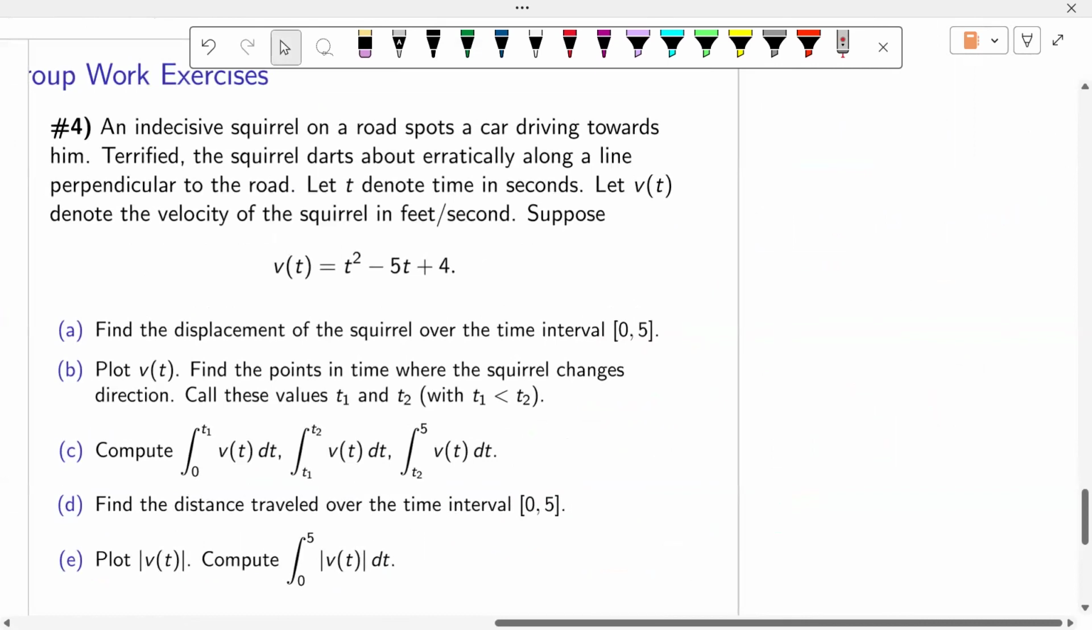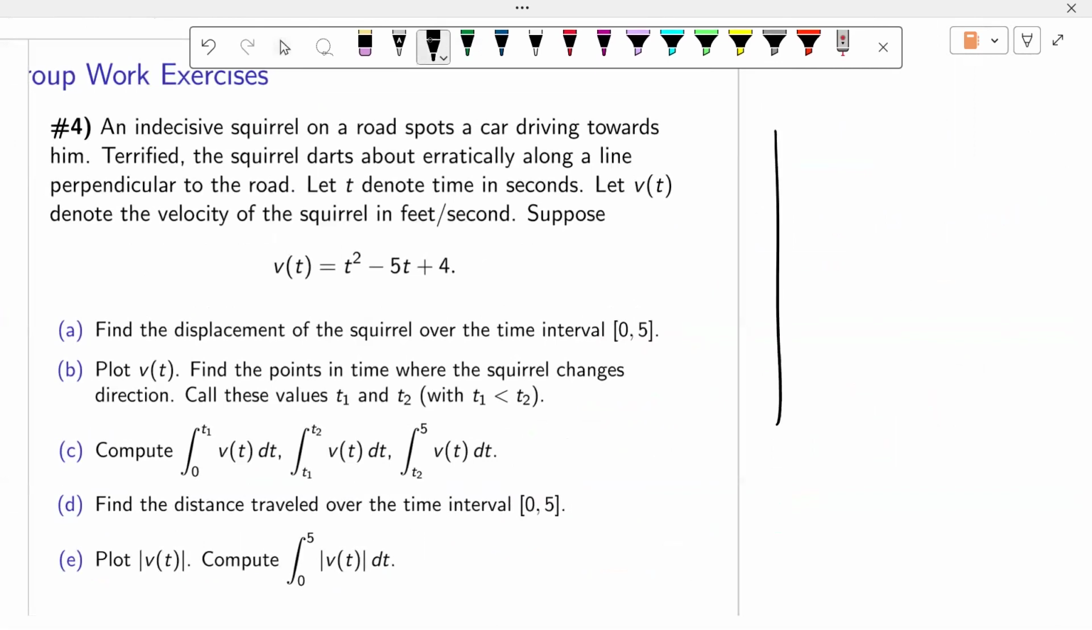Okay, so just so we're clear what's happening here. We have a road like this. And there is a car driving towards our little squirrel. That's not a very good squirrel head. There, that's better.